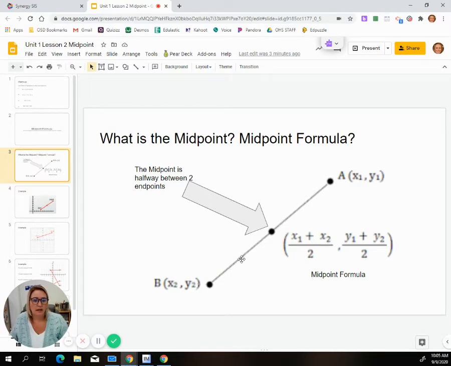So if you look at this diagram, we have point A, which we're going to call x1, y1 because it's the first point. Point B, which is x2, y2, and we are trying to find halfway between those two points. So to find it, we're going to use this formula right here every single time. We take the x points of the first point and the second point divided by 2, and the y points of the first point and the second point divided by 2, and that is how we find our midpoint. Your midpoint should always have an x and a y, and it should always be written as a coordinate point.